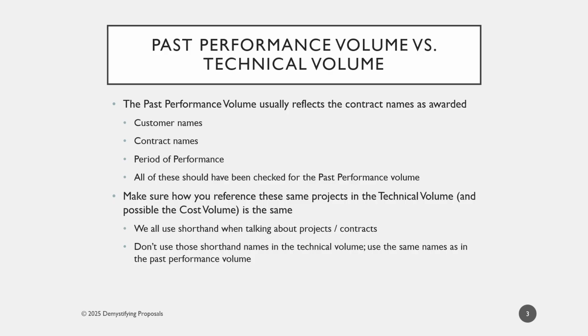Again, most companies have a shorthand for the projects, so they don't use the full name of the projects. You need to make sure that in the technical volume and possibly the cost volume, you use the same information that you used in the past performance volume of the contract name, at least in the first instance. If you want to use a shorthand version, then again, like you would an acronym, define the shorthand name in parentheses after the name of the project is spelled out completely the first time. Then you can use the shorthand name from there.